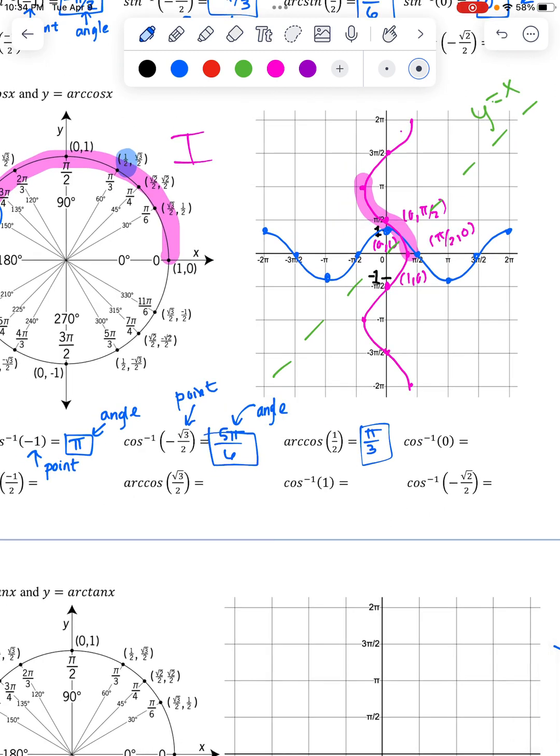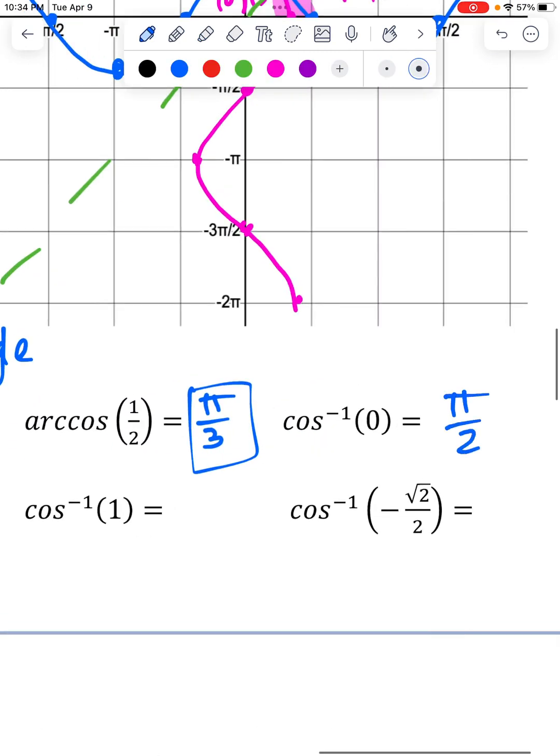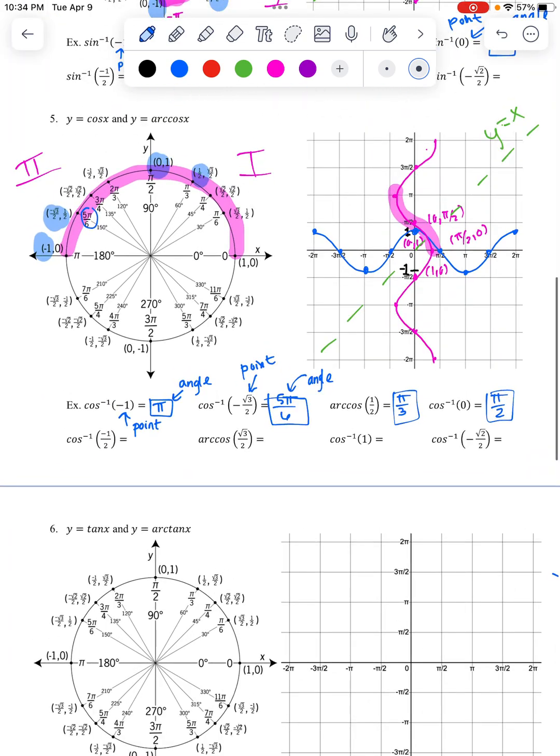Inverse cosine of 0. So in the first and the second quadrants, cosine equals 0 here, and that would be pi over 2. So I'm going to leave these last four for you all to do.